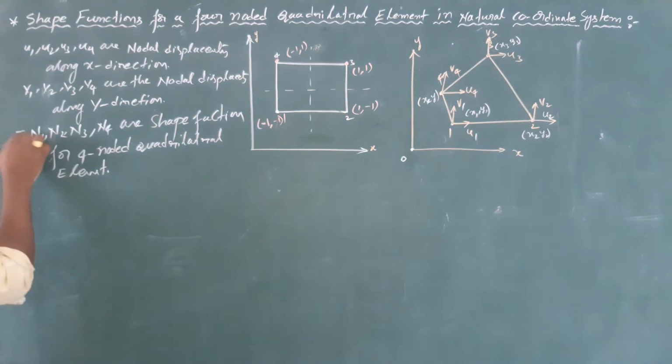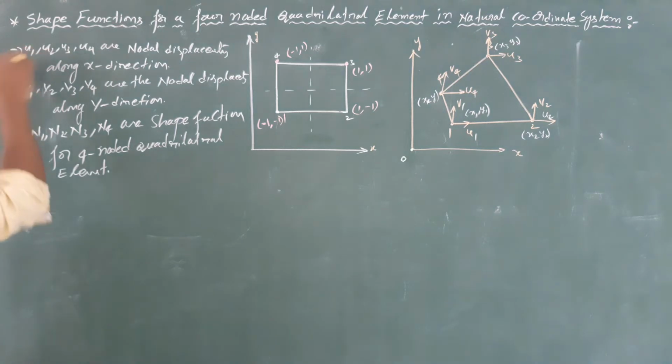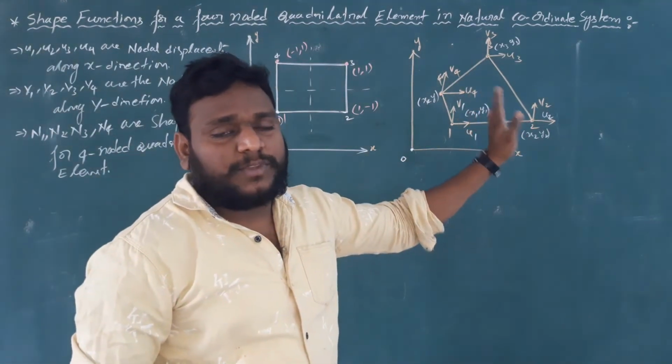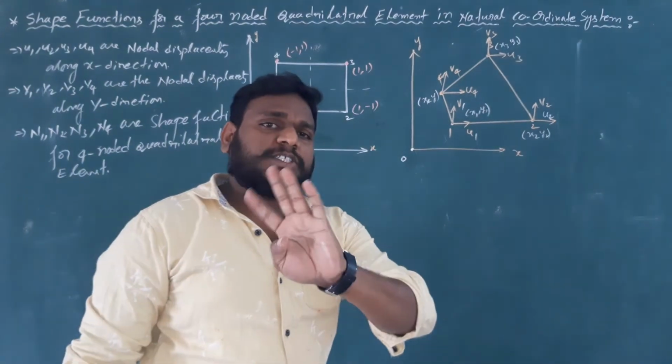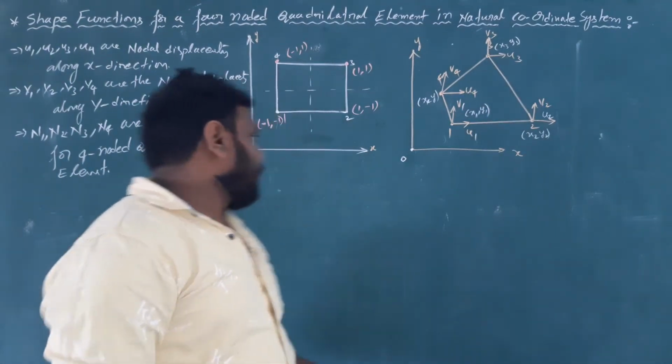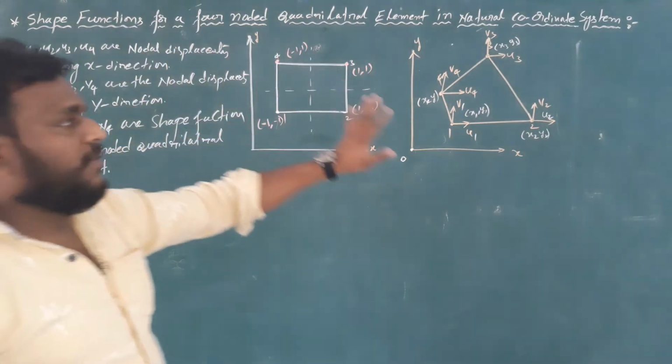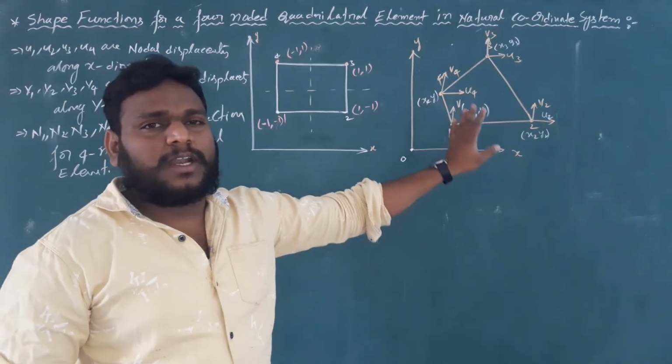Okay, I have already told you that there are 4 nodes here. Because of this reason we will get 4 shape functions. Okay, this is N1, N2, N3 and N4, the shape functions for the 4-noded quadrilateral element.